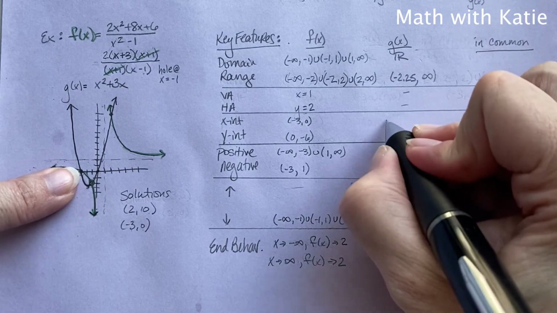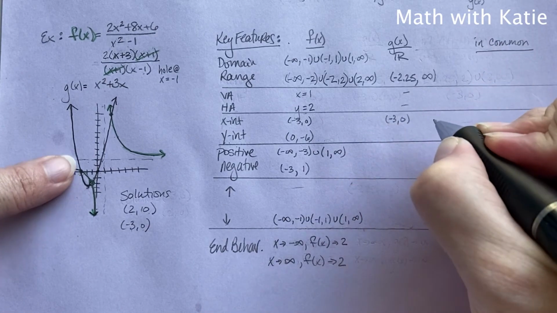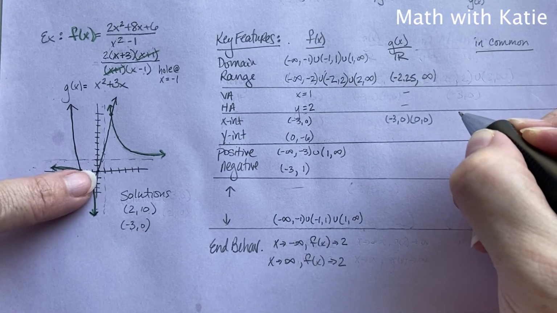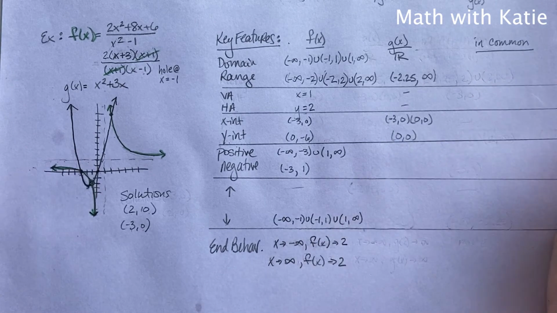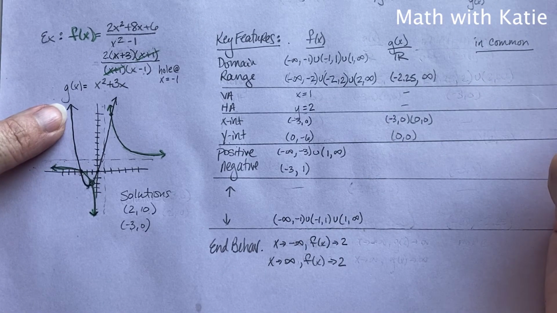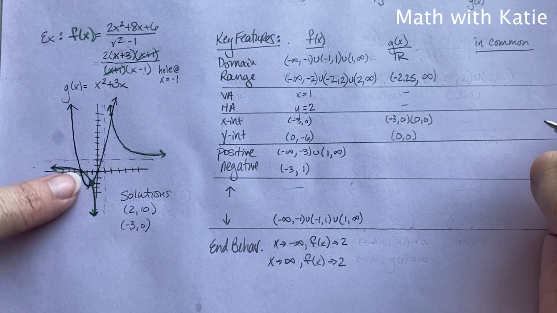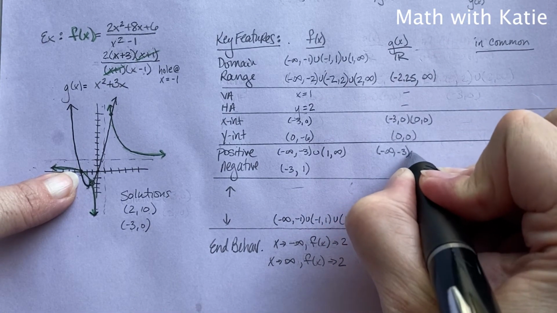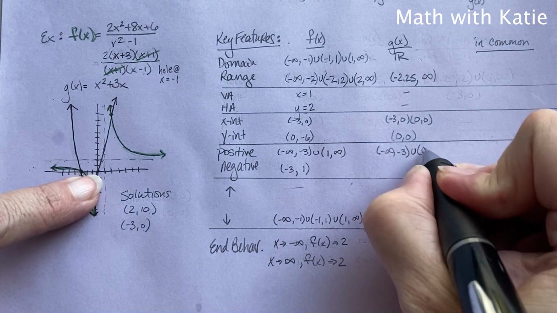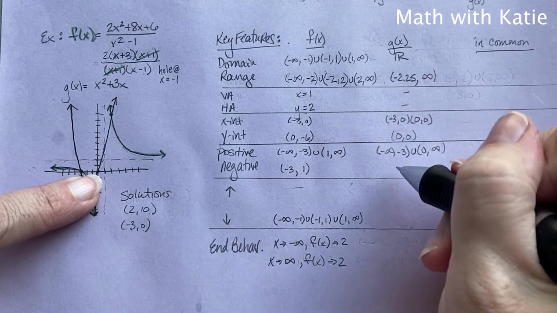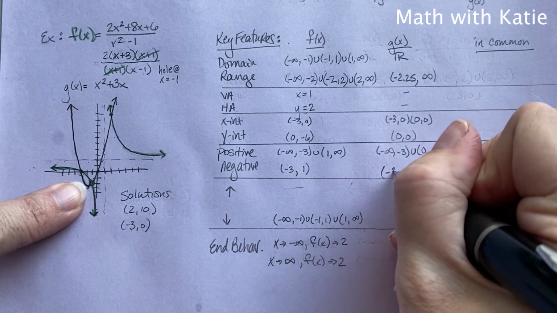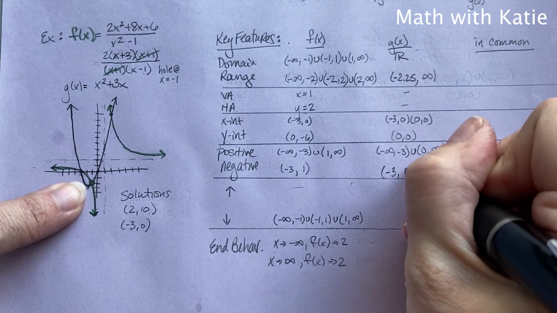X-intercept, so we definitely have one at (-3, 0), and we also have one at (0, 0). Y-intercept, (0, 0). Where is this graph positive? Above the x-axis. So it's going to be above the x-axis on either side of the x-intercepts: negative infinity to -3, union, 0 to positive infinity. Where is it negative? Below the x-axis, so between our two x-intercepts, -3 to 0.